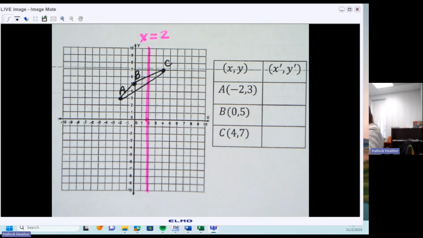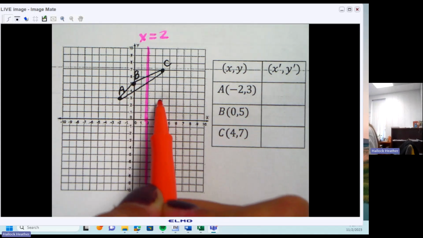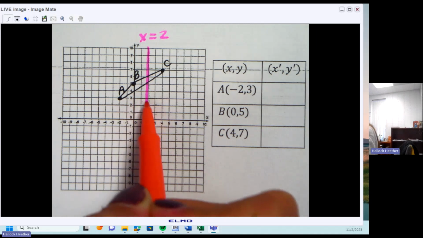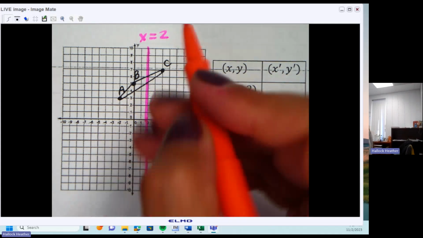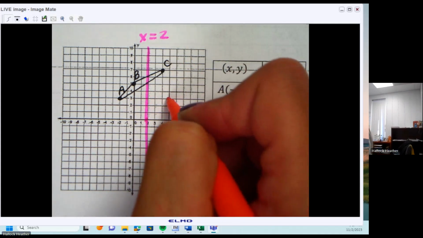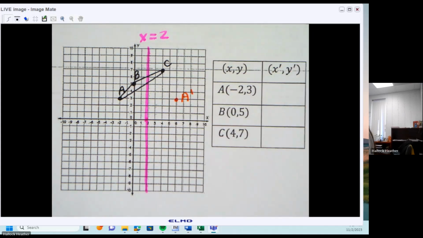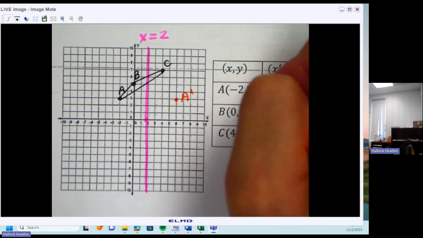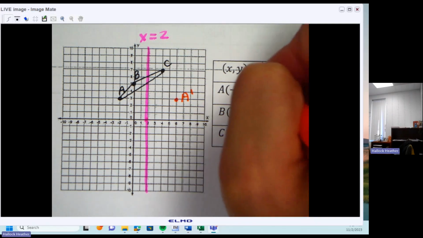So we're going to use the same counting method. If I look at A first, from the line of reflection, how many to the left did A have to go? 4. So now I'm going to go 4 to the right. A prime ends up at 6, 3, right? Yeah. I forgot to put an A prime.